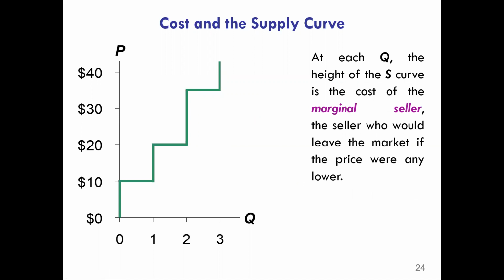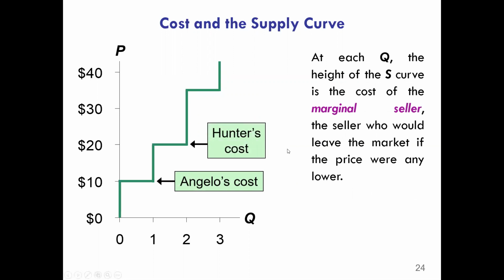Let's draw some conclusions at this moment. So at each quantity, the height of the supply curve is the cost of the marginal seller, the seller who would leave the market if the price were any lower. And so we can see the cost of the 3 suppliers.